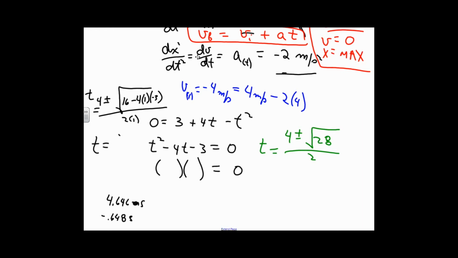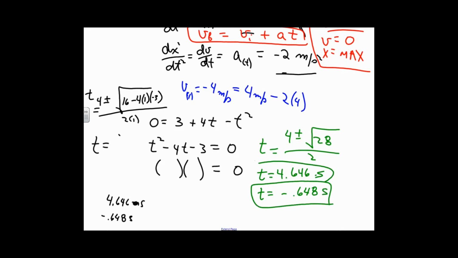Okay, I took a little pause and wrote down that it was 4 plus or minus all that stuff on the indeterminate is square root of 28 all over 2. If you try the numbers out, you end up with a time, if you make it a plus, of 4.646 seconds. And the other root that you usually just throw out in math class when you get something stupid is 0.648 seconds. So those are the two roots. The negative root you usually throw out, and the positive root is the one you really care about.